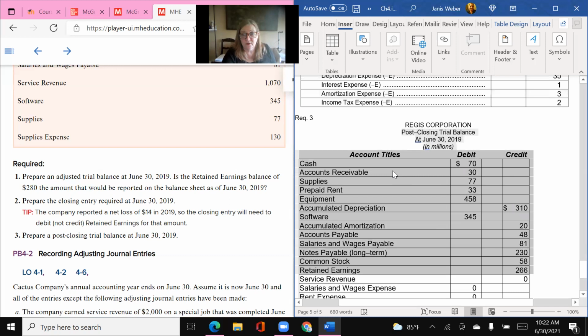This would be your post-closing trial balance right here, without the entry that says 0 on all these revenue and expense accounts. They're just trying to make sure you know those balances are gone. There's nothing there, and that's the end of their fiscal year. When they start the first day of their new fiscal year, they want those revenue and expense accounts to have 0 balances so they can start again tracking what's happening in this period.